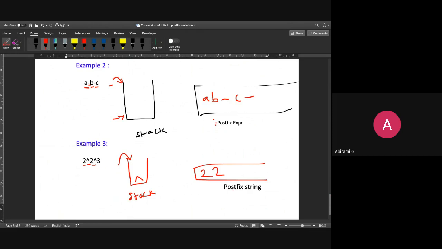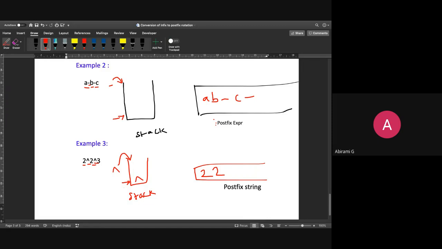Then what is the next input symbol? The next input symbol is the exponent operator. Before keeping the exponent operator, we need to check the top of the stack. The top of the stack is the exponent operator. So both have equal precedence. If it is equal, we have to check the associativity. What is the associativity of exponent? The associativity of exponent is right to left.